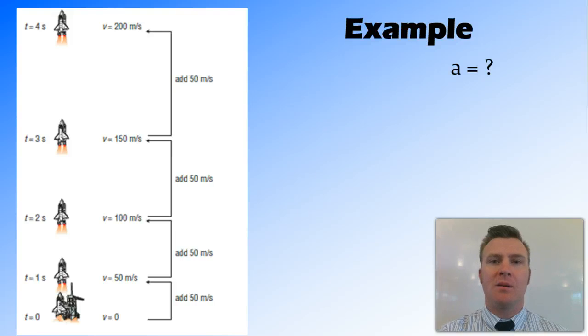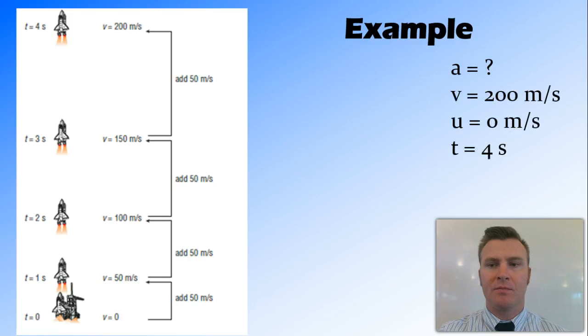What we're going to do now is apply the formula that we've just learned to the rocket example. So what we're looking for is the acceleration. So first we work out what we know. We know that at time equals 0, the velocity is 0, so the initial velocity is 0. And we know that at time equals 4 seconds, the velocity is 200 meters per second. So we know that the final velocity is 200 meters per second, and there's 4 seconds between these two velocities.